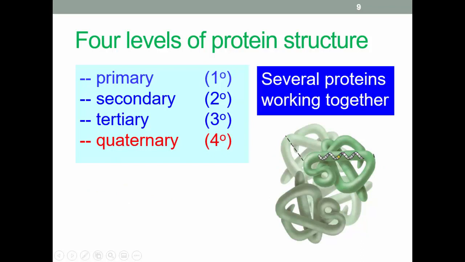Many proteins have a quaternary structure, that is, several proteins working together. Examples include hemoglobin, shown here again in a cartoon image, and polyphenol oxidase, the enzyme involved in non-enzymatic browning. So 4 levels of protein structure: primary, secondary, tertiary, quaternary, designated by 1 and a little degree sign through 4 and a little degree sign.